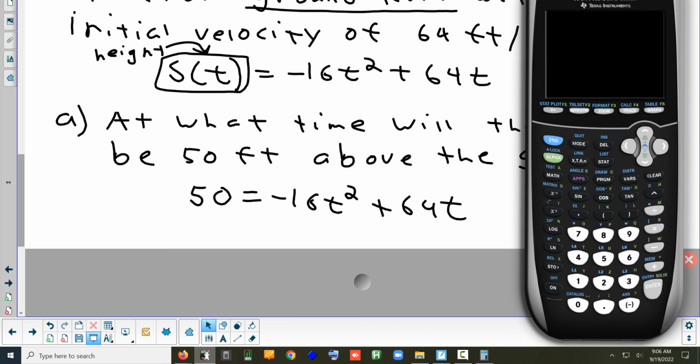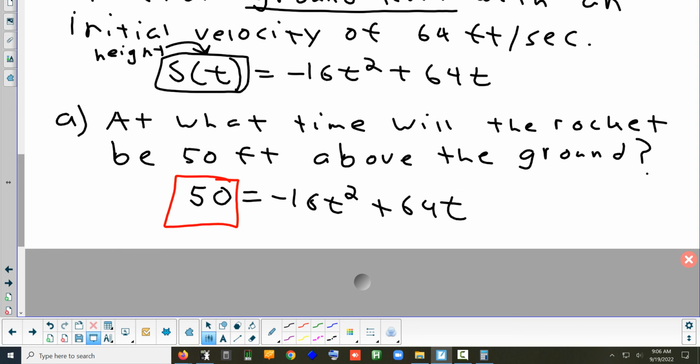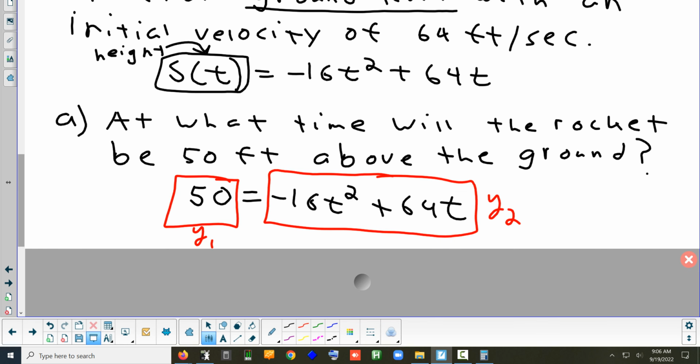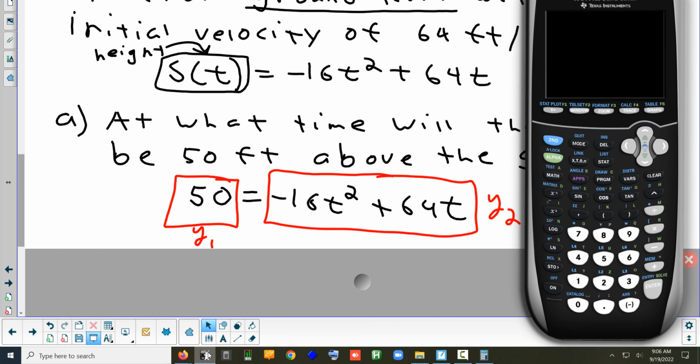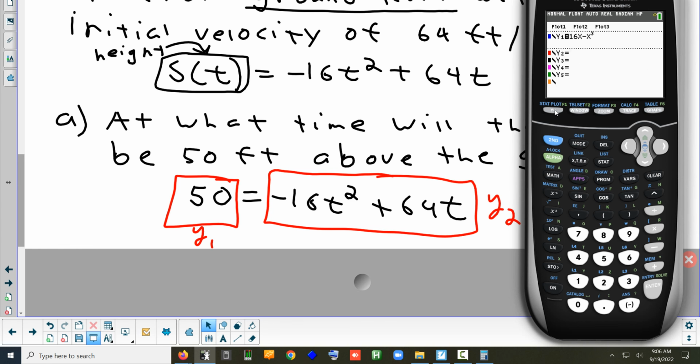Okay, so to graph it, you've got two things. You're going to plug that in for y1, and you're going to plug this in for y2. Okay, so if you got anything in there, you can just clear it. You do have to use x for the variable. You can't use t, so just remember that. And before you hit graph, what should you always adjust first?